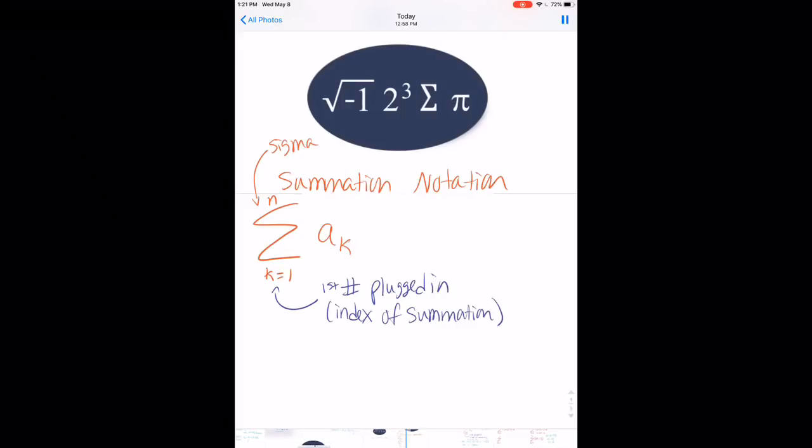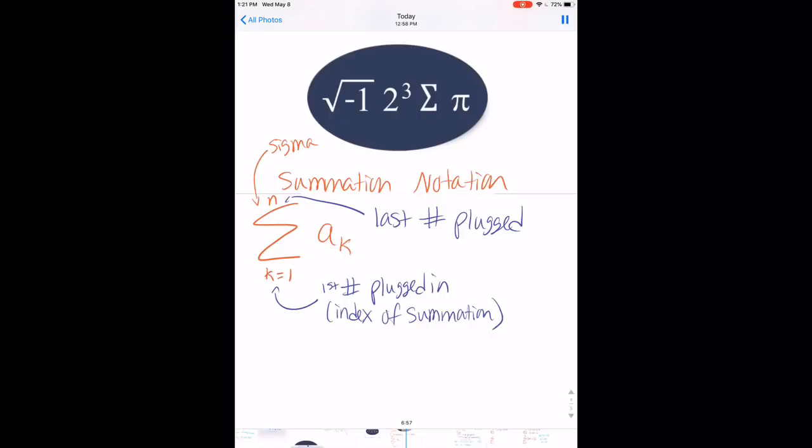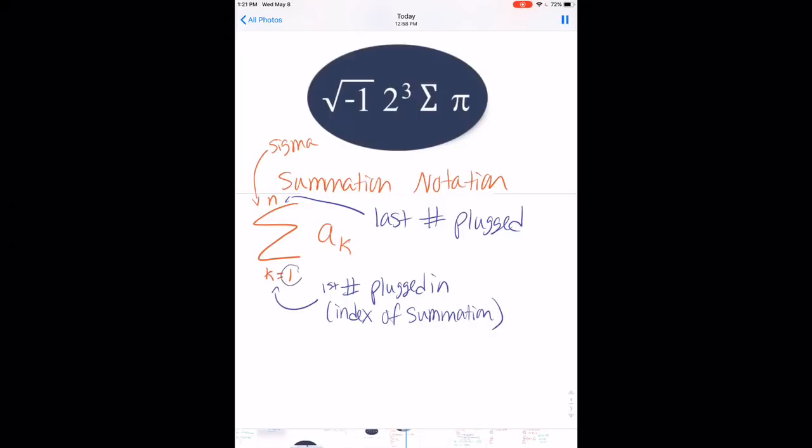And then the number at the top tells you the last number that you want to plug in. So let's say that you want to plug in the first 5 numbers into a sequence and add them up. So your k would be 1, and then your n would be 5. So you'd be plugging in 1, 2, 3, 4, 5.